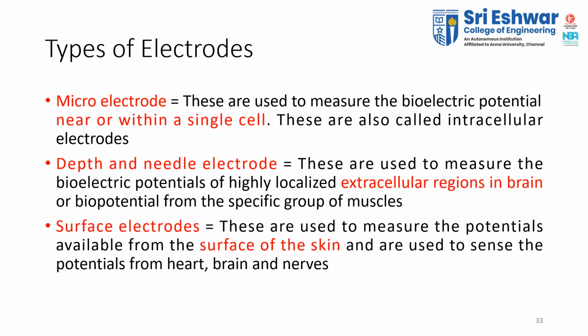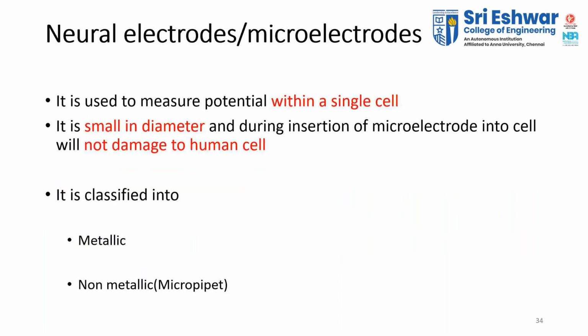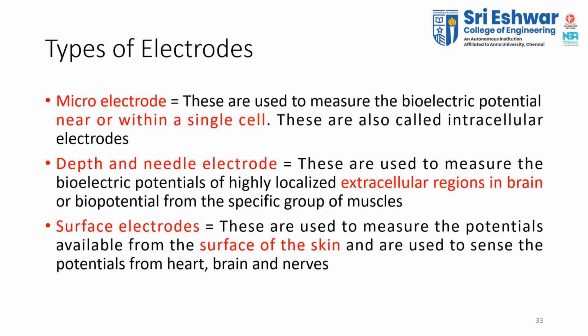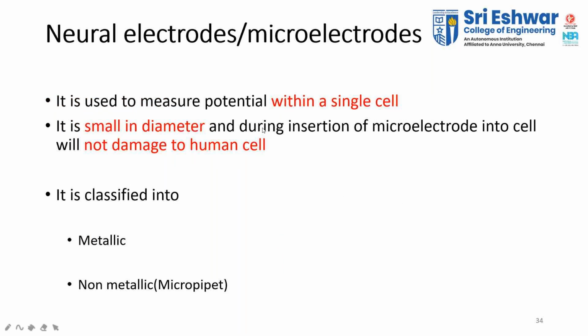And next, neural electrodes and microelectrodes. These are used to measure potential within a single cell. As we can see in this presentation, microelectrodes are used to study or measure biopotential signal within a single cell. That is the same here, neural electrode or microelectrode. It is smaller in diameter. It will never damage the human cell.